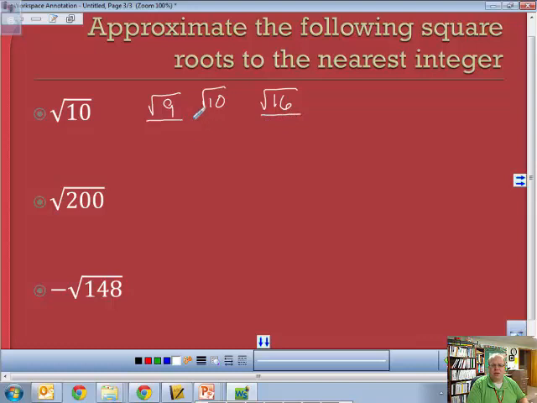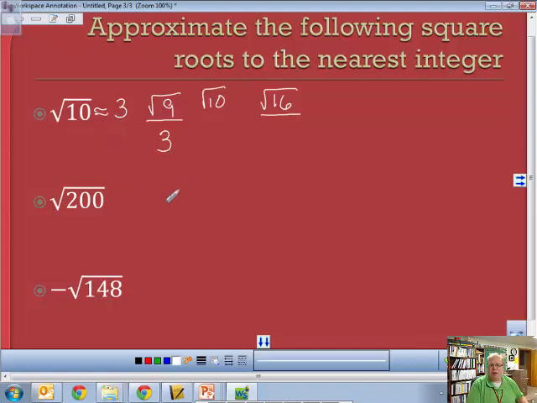Well, looking at this one, I know that the square root of 10 is only 1 away from 9, whereas it's 6 away from 16. So I'm going to say it is closer to the square root of 9. If I look at my perfect square chart, the square root of 9 is 3. So I would say the square root of 10 is approximately equal to, notice how my equal sign has changed, it's squiggly lines, approximately equal to 3.